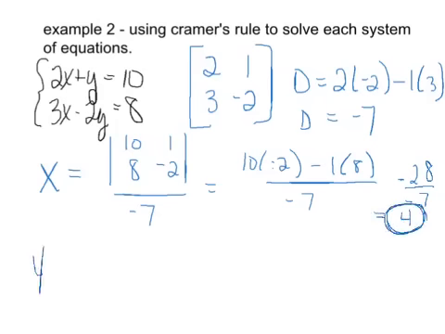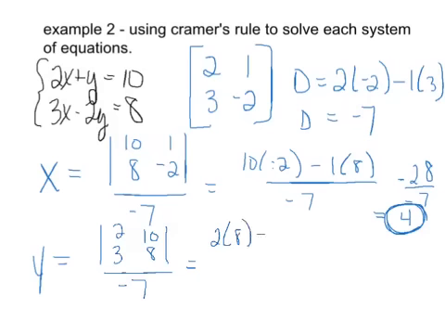Let's find y. So now I'm taking the same matrix, and instead of this column, I'm putting in my constants. I replace 2 and 3, and instead of 1 and negative 2, I put in my constants, over D.